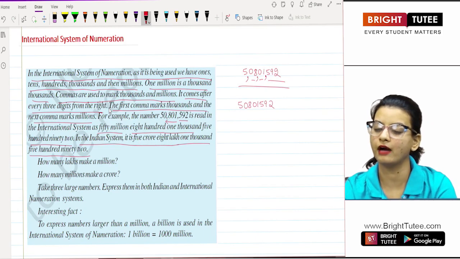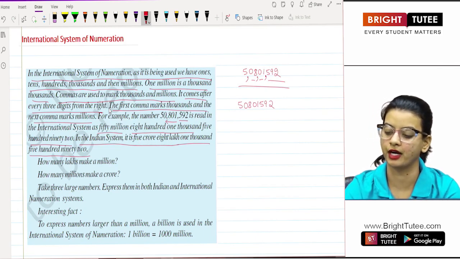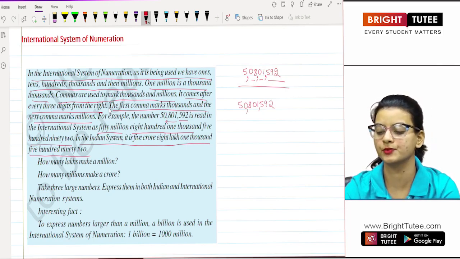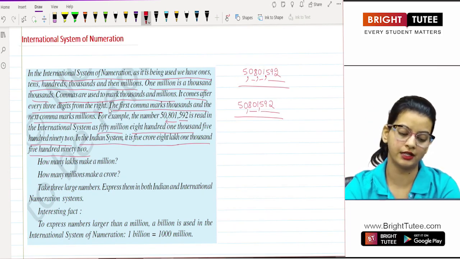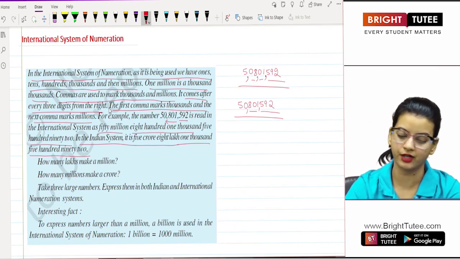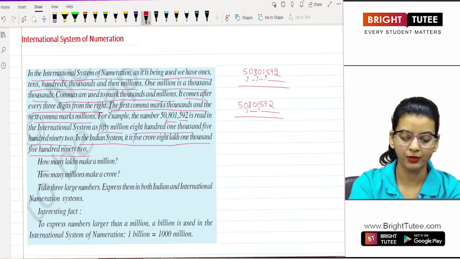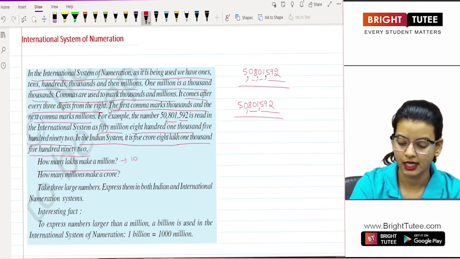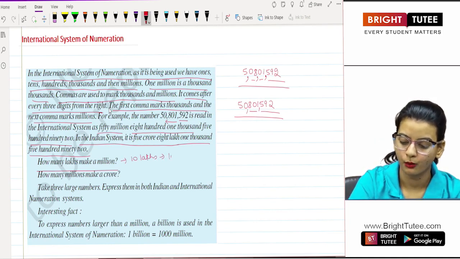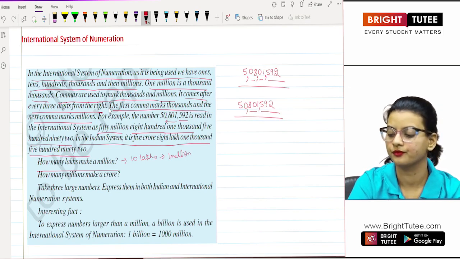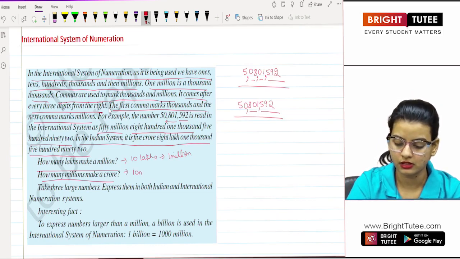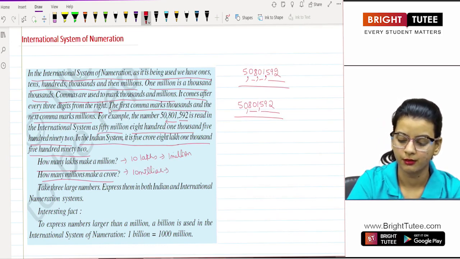But in the international system, if I write it, it is 50,801,592. Here I have to put a comma after every 3 digits from the right. So the first comma marks 1000, the second comma marks million. So this becomes 50,801,592. So how many lakhs make a million? 10 lakhs make 1 million. Now, how many millions make a crore? 10 millions make 1 crore.